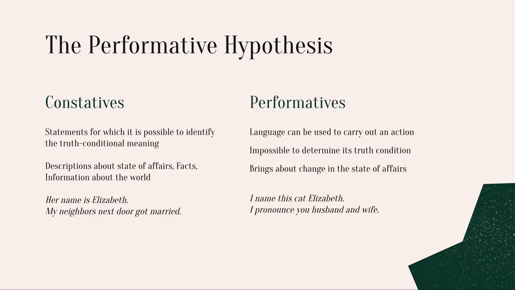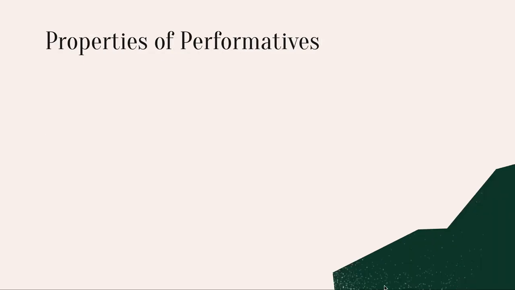Performatives, on the other hand, are utterances for which it is impossible to determine the truth condition because they are used to carry out an action instead. As they are actions, they usually bring about an actual change in the state of affairs. For example, if I say, "I named this cat Elizabeth," it would no longer be appropriate to call the cat by any other name. If a pastor says, "I pronounce you husband and wife" while officiating a wedding, the man and woman become a married couple.